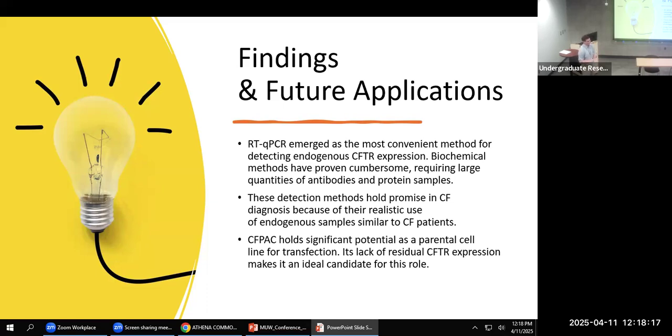Maybe we're able to detect the difference in, hey, what's a valid treatment if you have this mutation versus this mutation? How much is the different quantity of RNA expressed between those? So, potential use in CF diagnosis and severity. And then CIFBAC holds significant potential as a parental cell line for transfection, such as the CFB41O-, because it has such low amounts of residual CFTR expression, which is what we showed in our DNA gel and our qPCR.